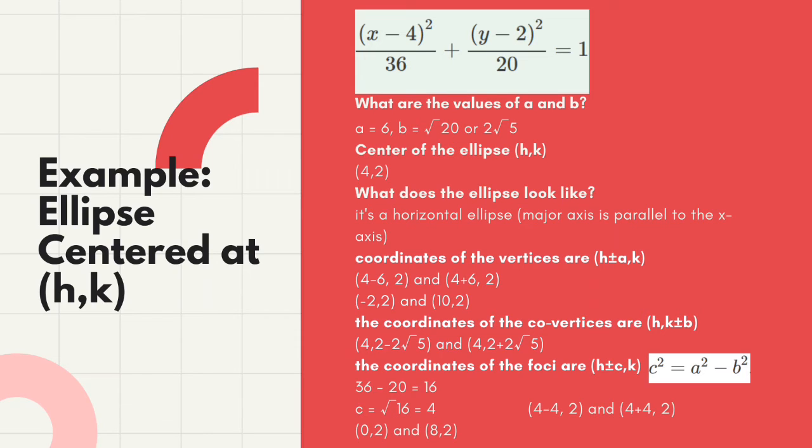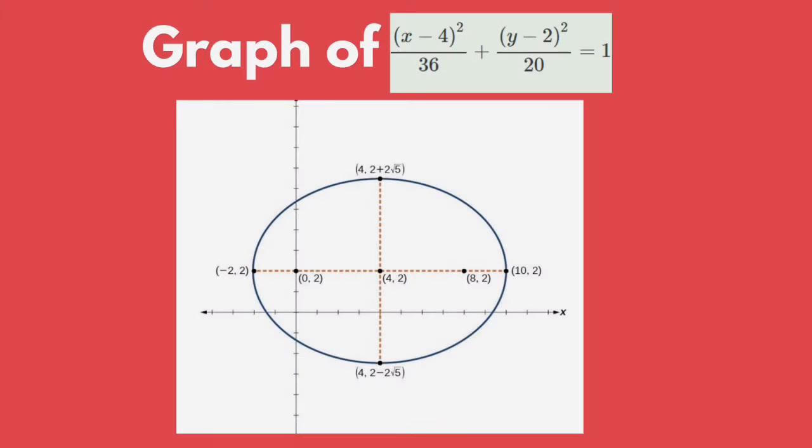Lastly, to find the foci, use h plus minus c, k. Use the same formula to find the value of c first, and then the coordinates are 0, 2, and 8, 2. After solving, you can now sketch the ellipse. This is the graph of the equation: the quantity of x minus 4 squared over 36 plus the quantity of y minus 2 squared over 20 equals 1.